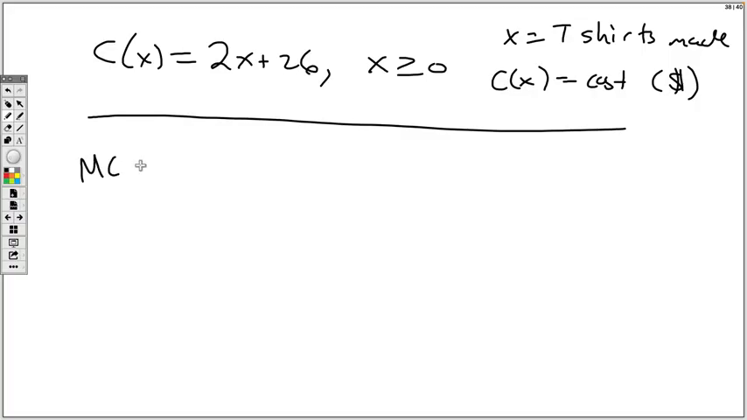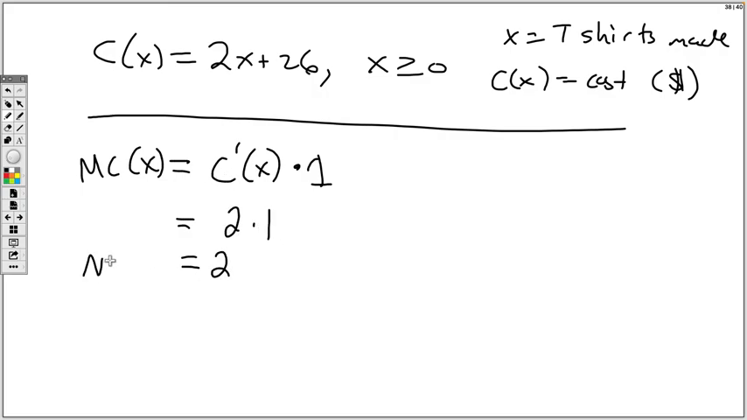So MC of X is the derivative of C of X times one item. So what's the derivative here of C of X? 2. And what's 2 times 1? So that's MC of X, the marginal cost, is 2. So MC of 7 would be 2.